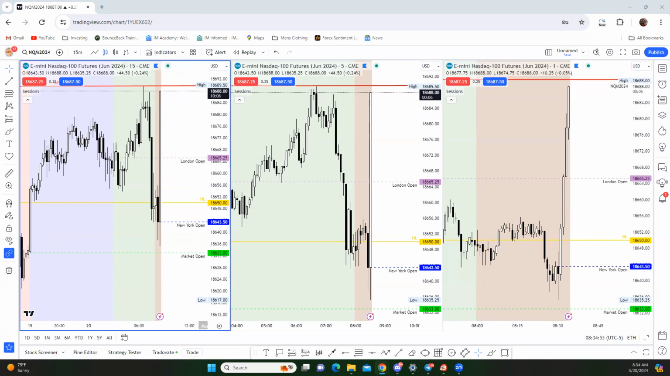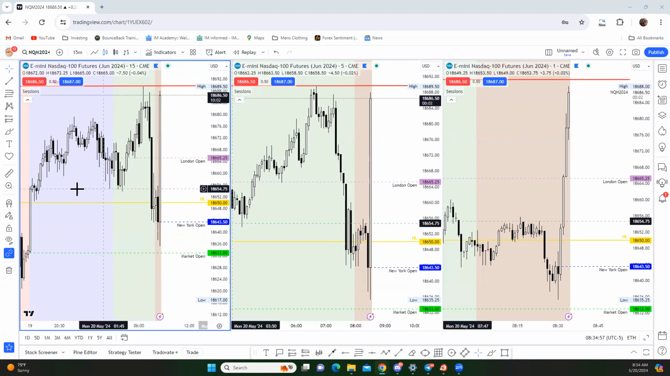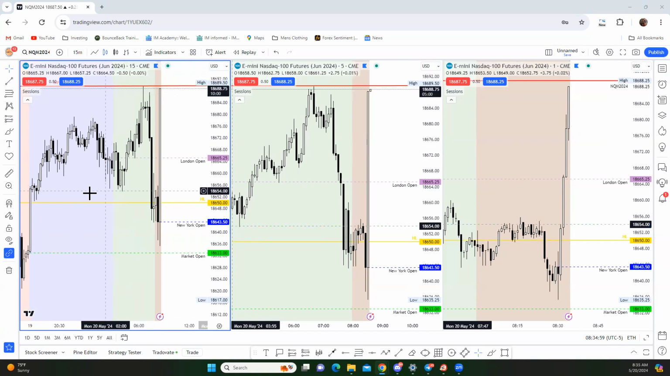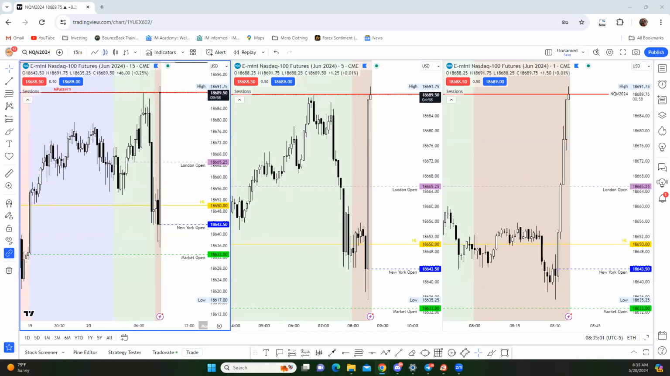1 hour is looking really crazy here. Looks like we're gonna go ahead and punch through those 18,689 highs. Bam, push on through. All right, so just be focused here. That was 835.